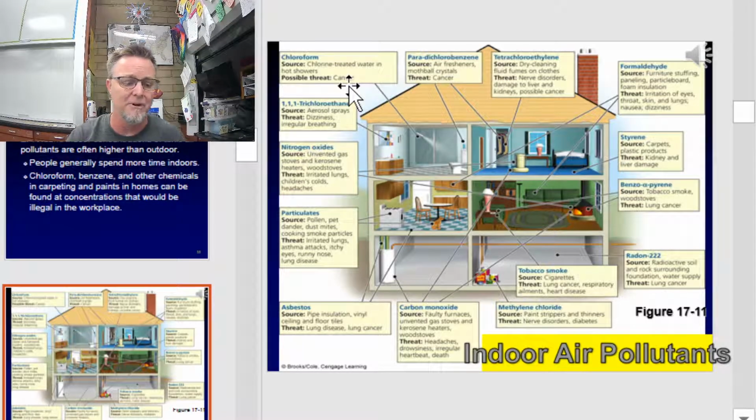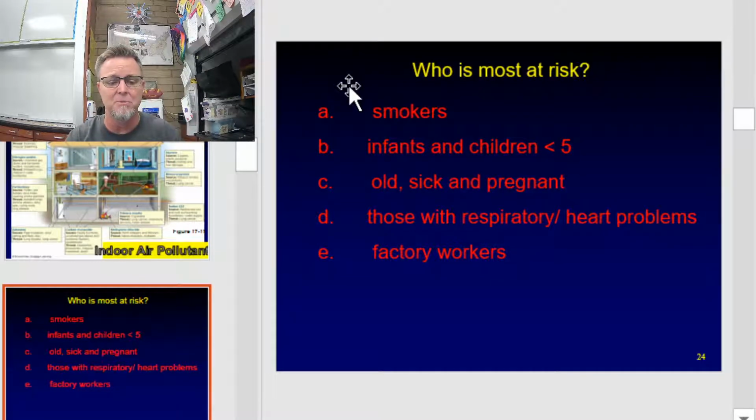So we're going to move on from here and talk about who's most at risk for these indoor air pollutants. Smokers, infants and children under the age of 5, the old, those people that are already sick with pre-existing conditions, pregnant women, those people that have respiratory and heart problems, or even just factory workers who are around this stuff all the time.